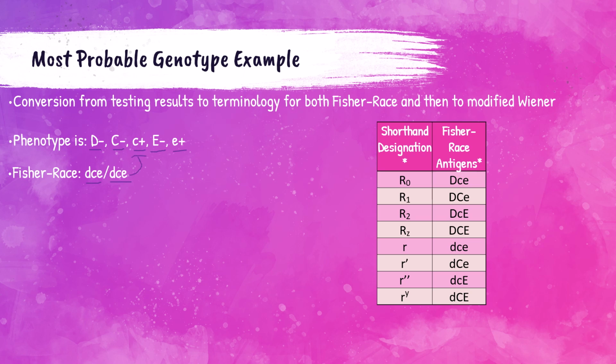Okay, so what do we have to do to determine the modified Wiener designation? So again, here is this beautiful chart right here. You need to have this memorized. Okay, so we're just going to look at it. Where's little d, little c, little e here? There we go. Okay, little d, little c, little e. What's the corresponding modified Wiener designation? Little r. Okay, so we have two little d, little c, little e's, so it's going to be little r, little r. So the modified Wiener is going to be little r, little r.